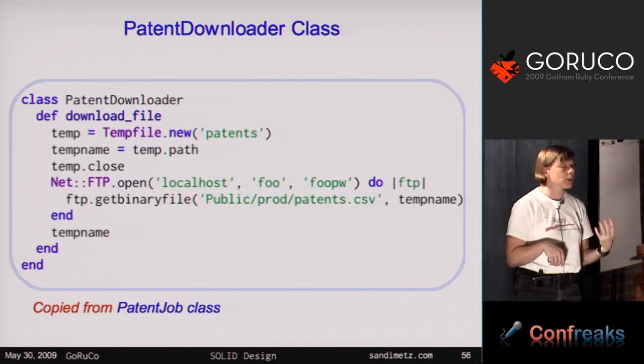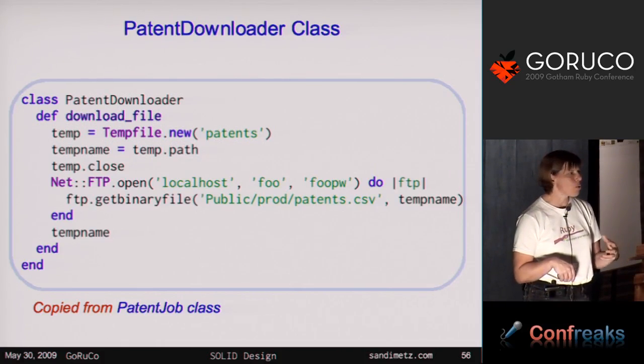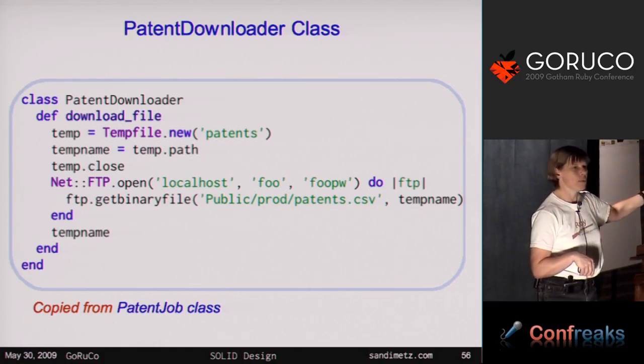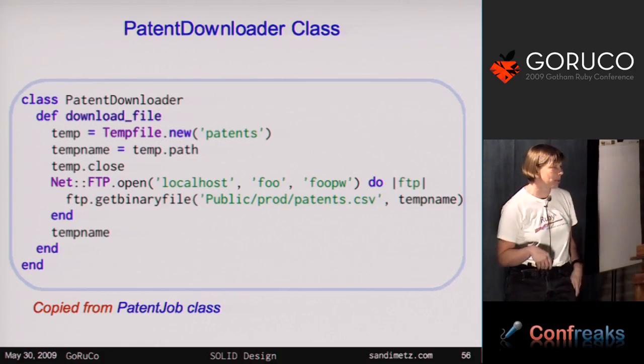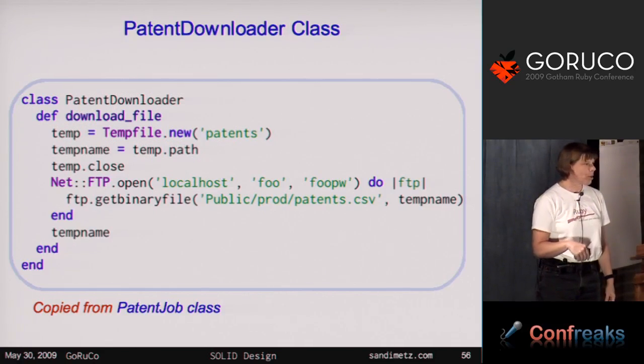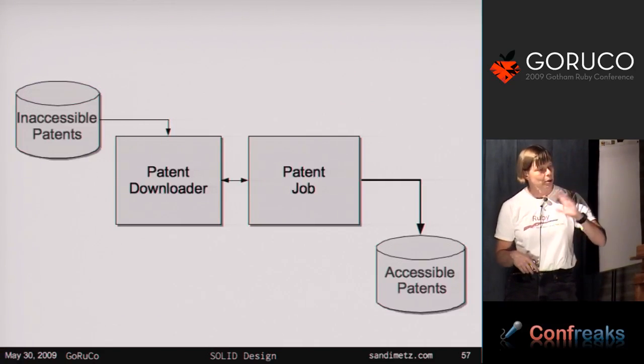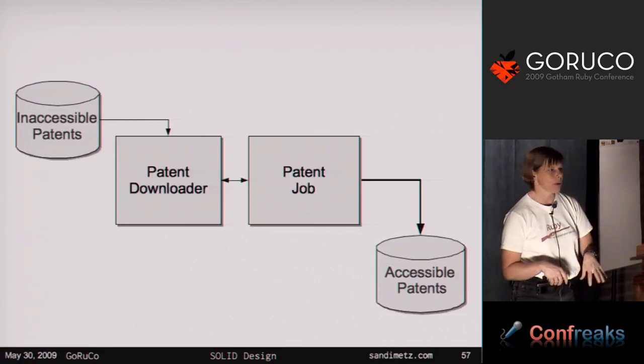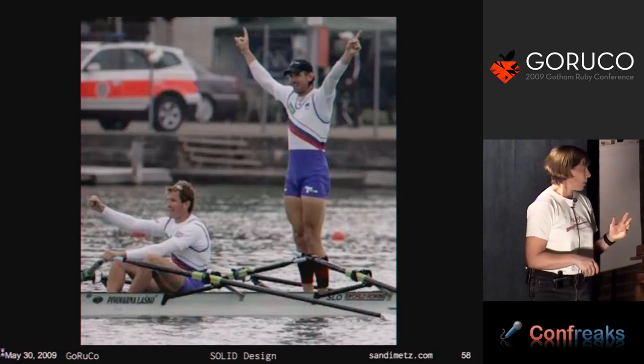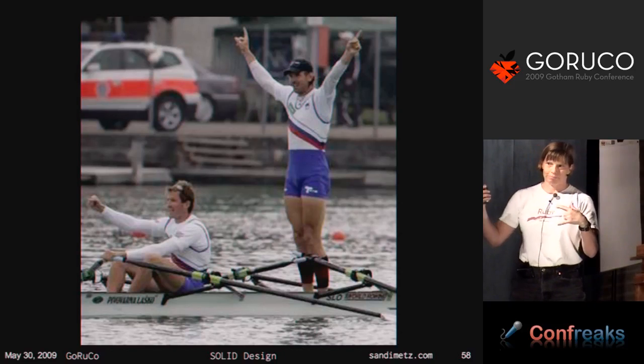Refactoring in this way is just like writing code with TDD. Don't guess where you're going to end up. Just follow the rules and see what happens. So now we have an application where I've separated the downloading responsibility out of the patent job. And so I guess we're done.